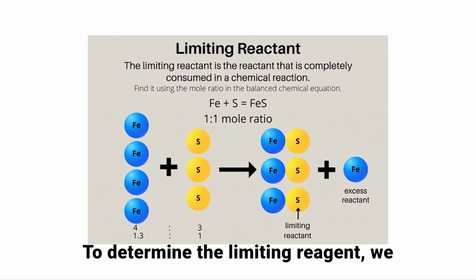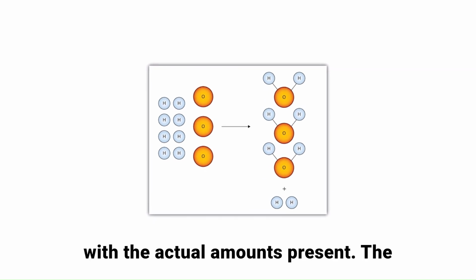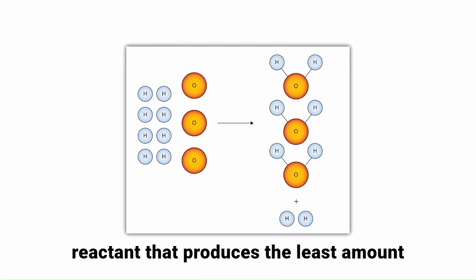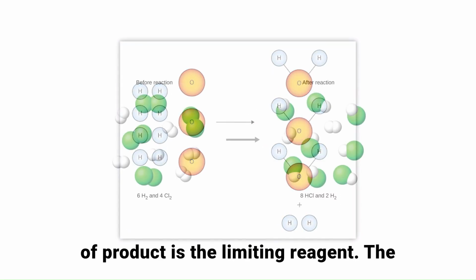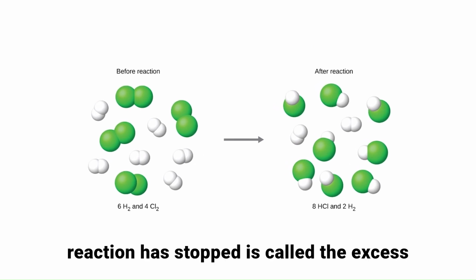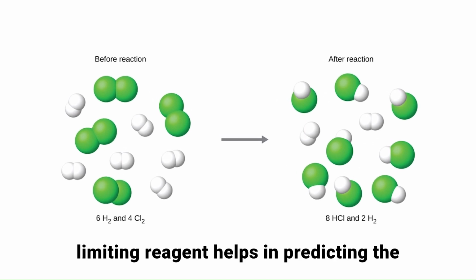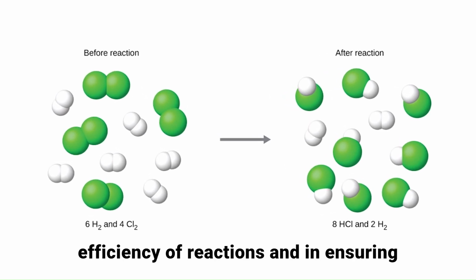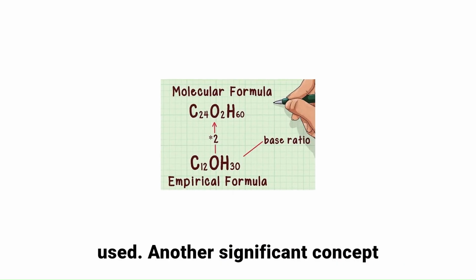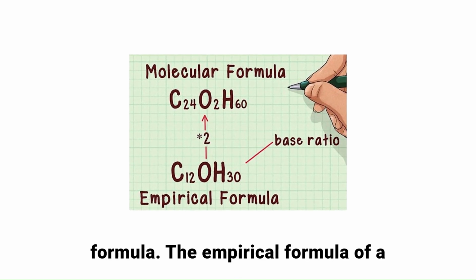To determine the limiting reagent, we compare the mole ratio of the reactants given in the balanced chemical equation with the actual amounts present. The reactant that produces the least amount of product is the limiting reagent. The other reactant, which remains after the reaction has stopped, is called the excess reagent. Understanding the concept of the limiting reagent helps in predicting the efficiency of reactions and in ensuring the correct proportions of reactants are used. Another significant concept in stoichiometry is the empirical formula.